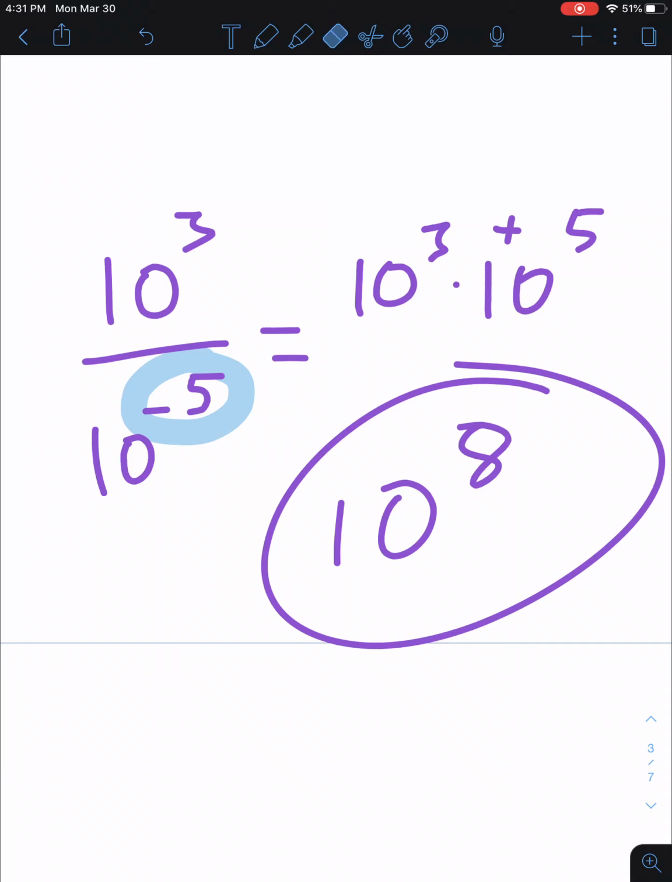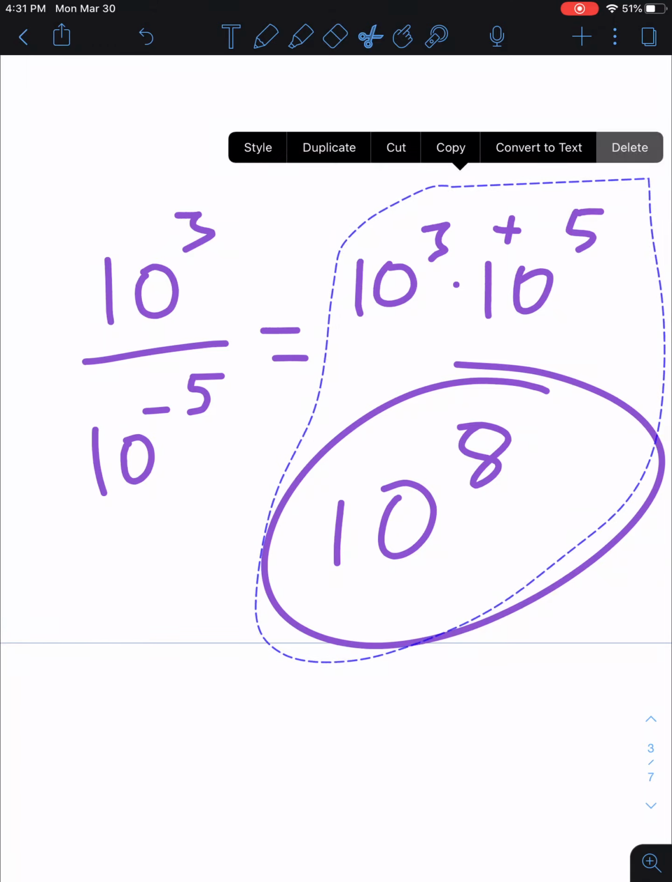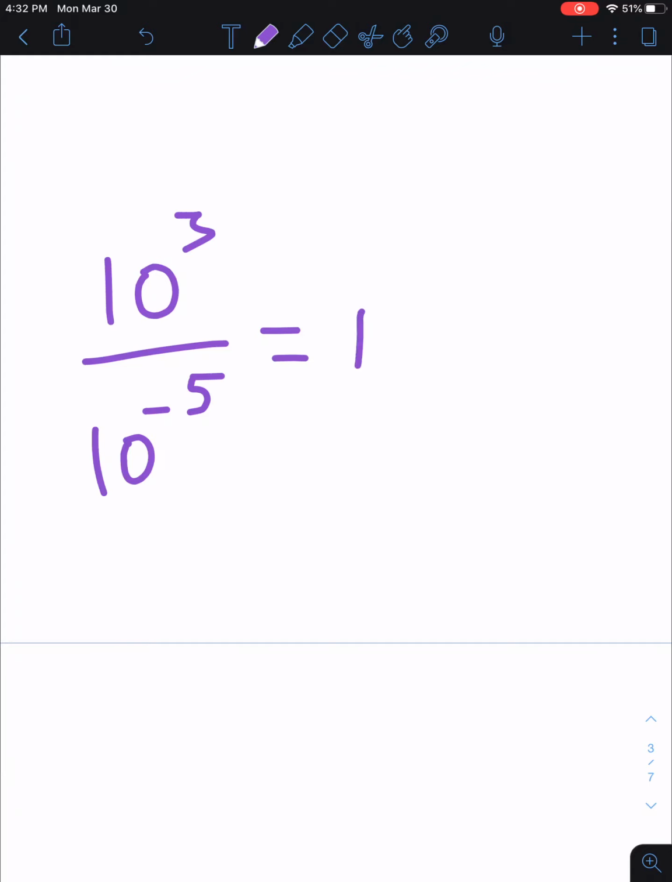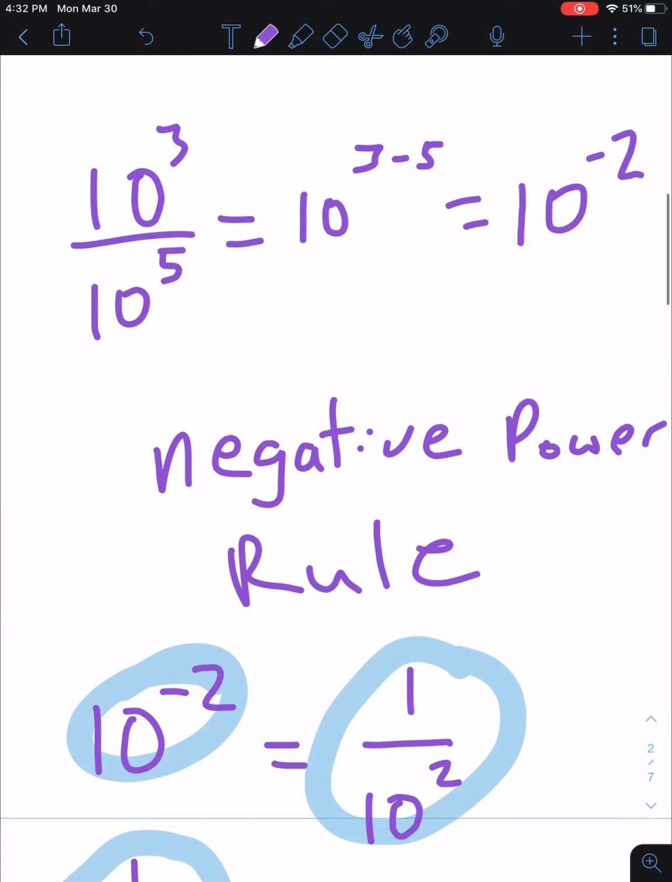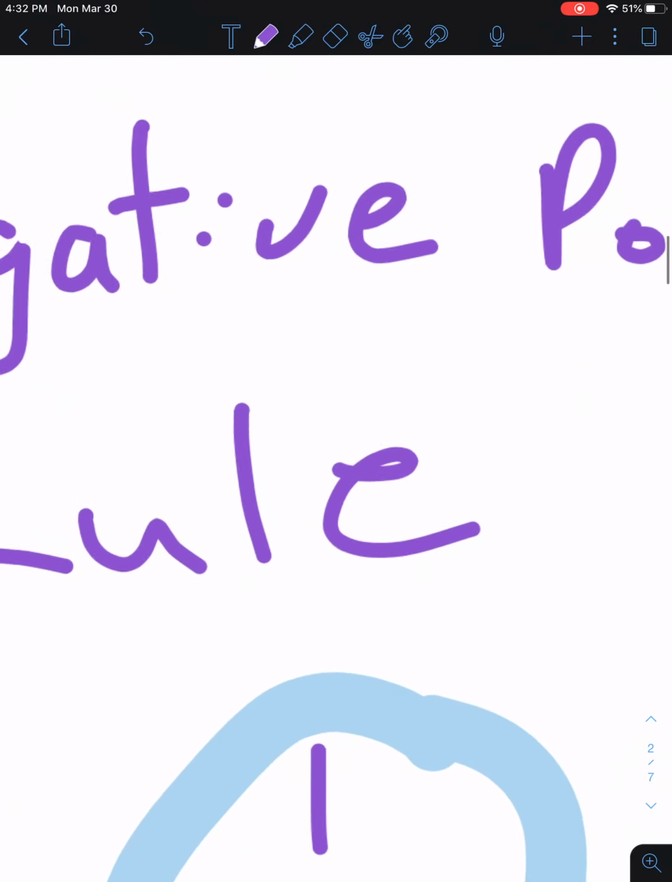So we can use the negative power rule first. We could have also used the quotient rule first. If we use the quotient rule first, we get 10 to the 3 minus negative 5. As you may know, if we subtract a negative number, it's the same as adding the positive of that number. So this is still going to get us 10 to the positive 8th power. And there you have it, folks. That is the negative power rule. The best rule ever.